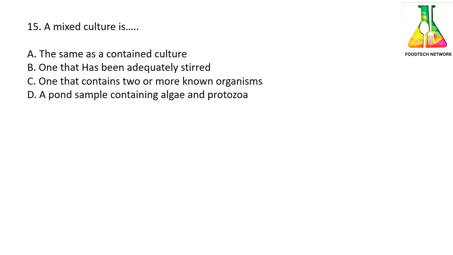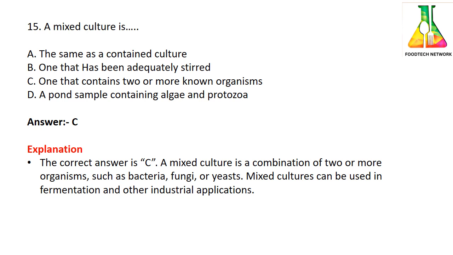Number 15. A mixed culture is dash. Option A the same as contained culture. Option B one that has been adequately stirred. Option C one that contains two or more known organisms. And option D a pond sample containing algae and protozoa. So C. A mixed culture is a combination of two or more organisms such as bacteria, fungi, and yeast. A mixed culture can be used in fermentation and other industrial applications.